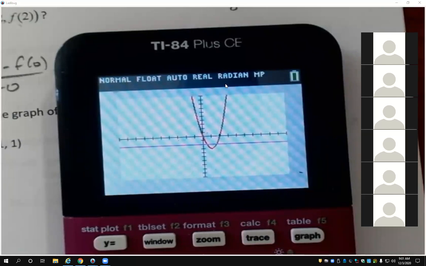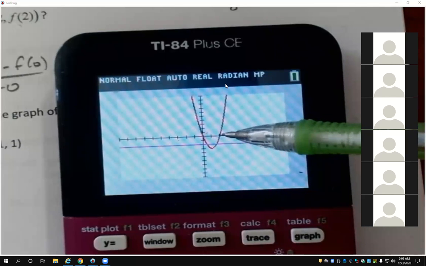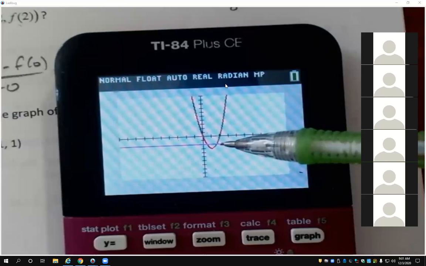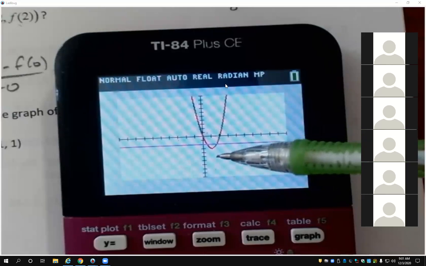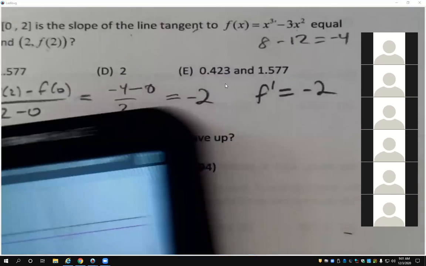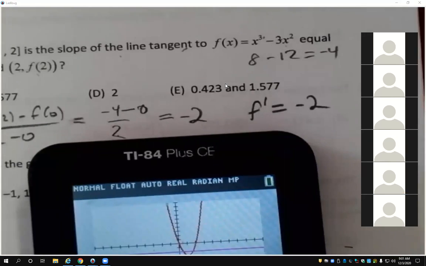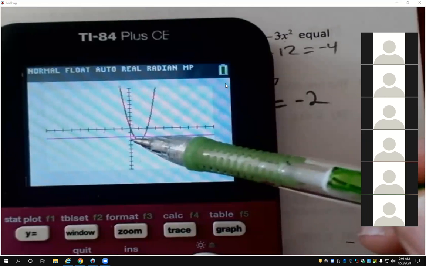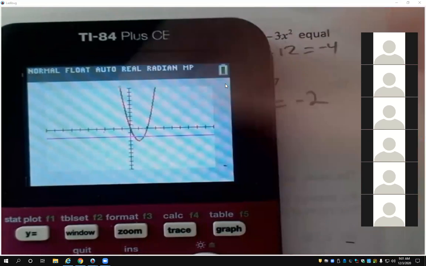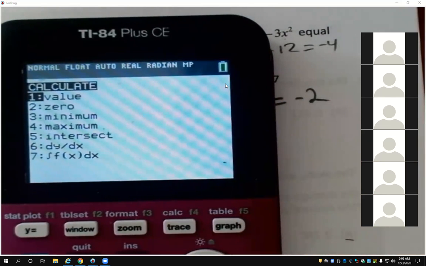As you can see, in the interval 0 to 2, so we're just talking about from here to here, it appears that we intersect that graph twice, which means that the derivative is equal to negative 2 two times. And now I can see that of all my answer choices, only one has two different answers. But we'll verify just so you guys can see it. I need to find where these two graphs intersect. I'll just find the one on the left first. Second calc, option 5.